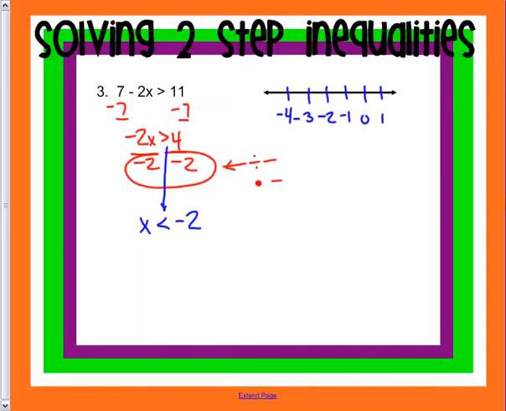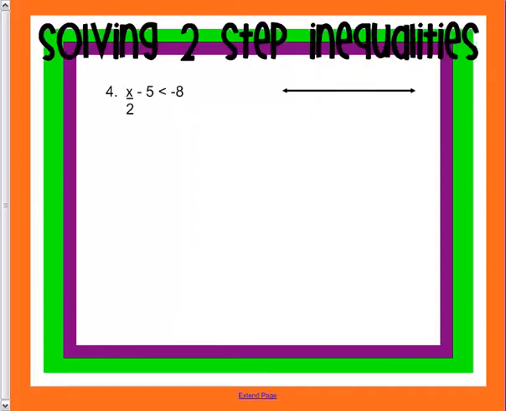So we get x is less than negative 2. Okay, so we've got our number line here, and we're going to start at negative 2. We're going to have an open dot because it is not an equal to, and x is less than negative 2, so going in this direction. Remember to reverse the sign only when dividing or multiplying by a negative. Other than that, it stays the same sign.